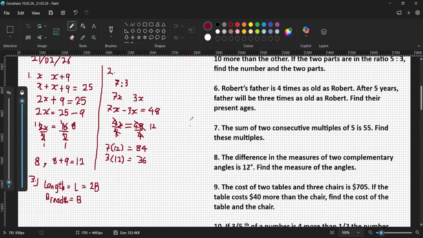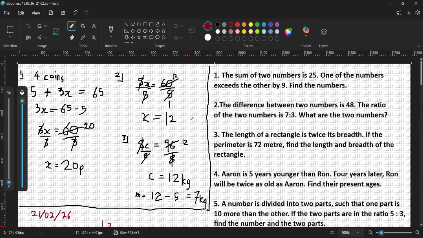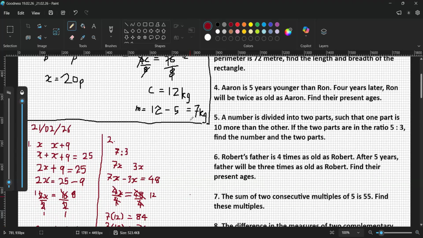Now let's move on. The next thing they told us is what? If the perimeter... Now you see, when they start with questions about length and breadth, dimensions of shapes, your choice of formula will depend on what comes next. In this case, they said if the perimeter is 72 meters, find the length and the breadth of the rectangle. So in this case, we're going to be going for what formula?